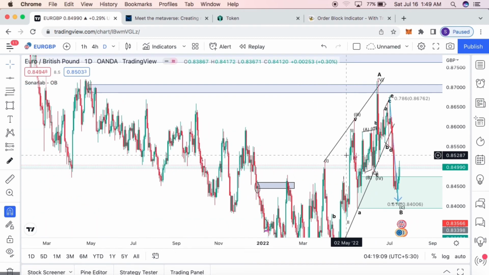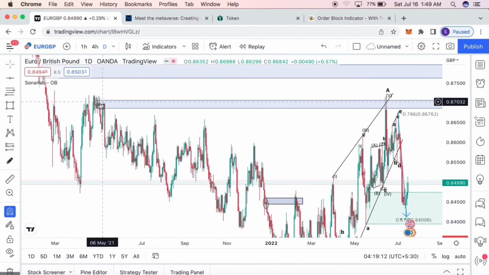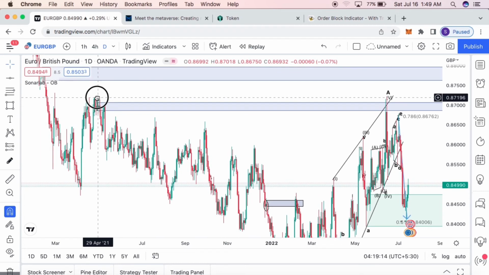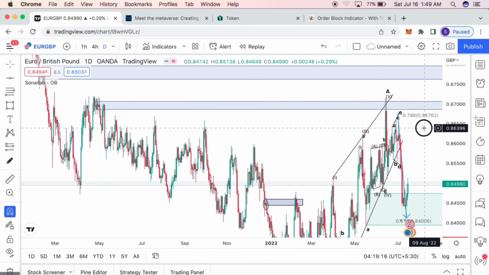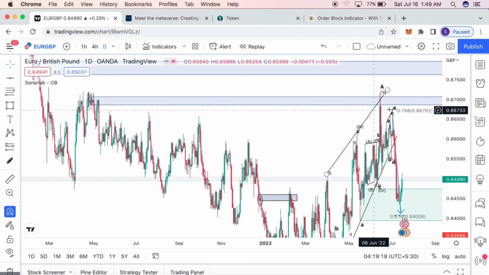As you can see, if I zoom out like this, you can even see this was my order block right here on the left side of the screen, and then my entry. We took the trade when price came back to this same zone, guys.